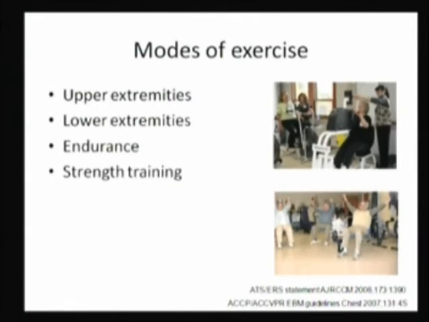For the modes of exercise, initially there was a focus on only endurance training, but then the evidence showed that adding strength training, so weightlifting and elastic bands, TheraBands, would actually confer additional benefit. And exercising both the lower and upper extremities is beneficial. So we basically do a combination of upper exercise, lower exercise, endurance, and strength training every time the patient comes.